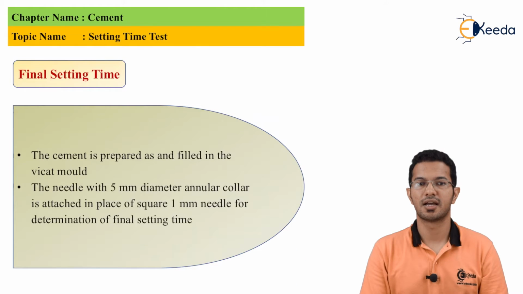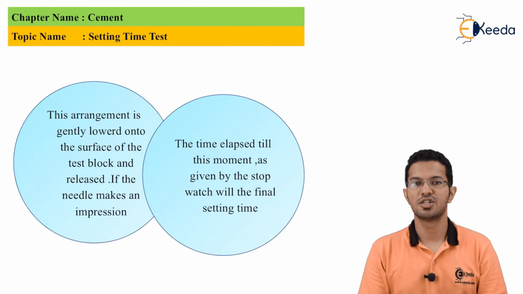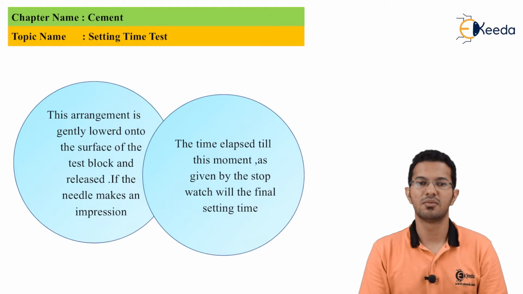For final setting time, the cement is prepared and filled in the VCAT mold. The needle with 5 mm diameter annular collar is attached in place of square 1 mm needle for determination of final setting time. This arrangement is gently lowered onto the surface of the test block and released if the needle makes an impression. The time elapsed till this moment is given by the stopwatch, which will be the final setting time.